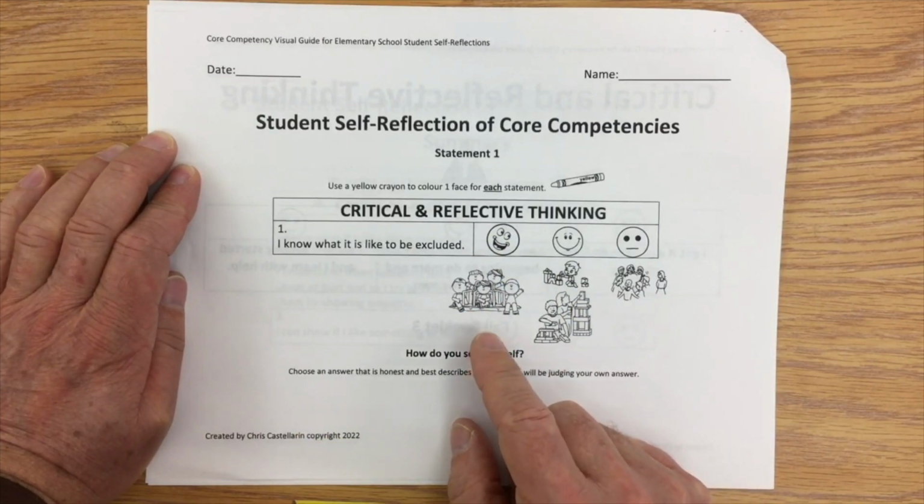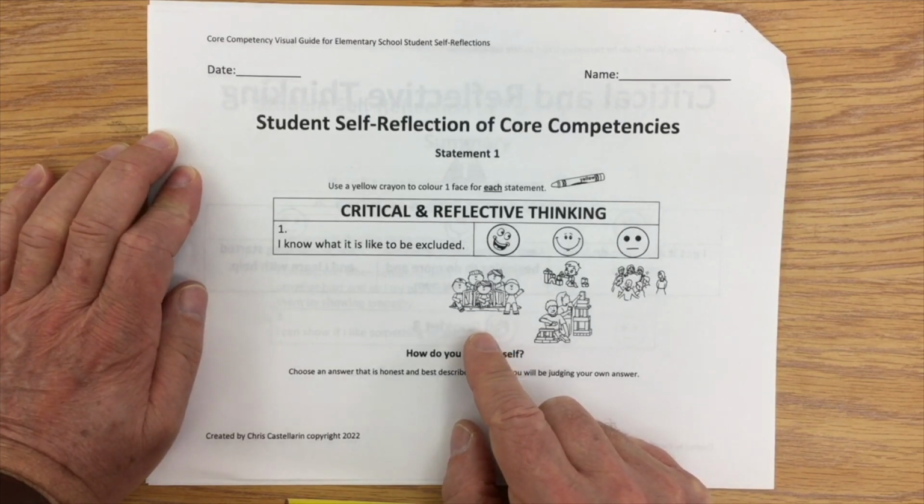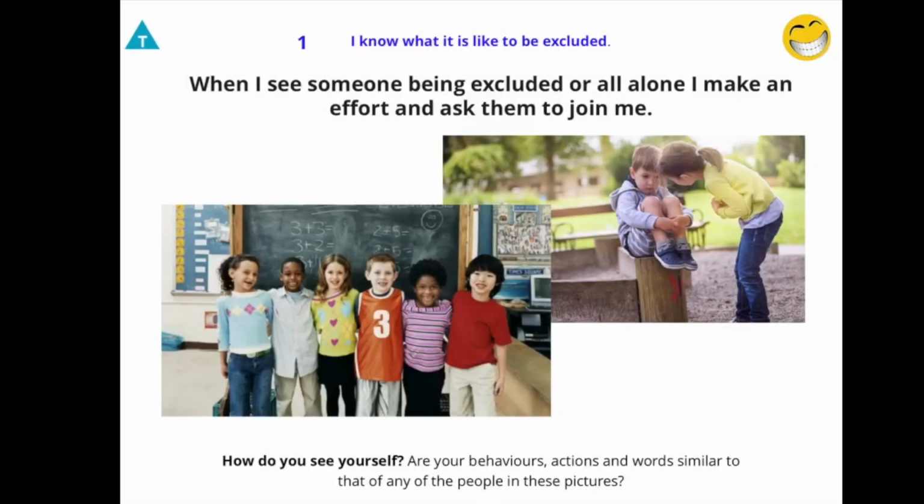If I see a friend who's by herself or himself, I'd go over and ask if they want to play. And if a friend wants to play with me, I never say no, right? I always include people. When I see someone being excluded or all alone, I make an effort and ask them to join me. How do you see yourself? Are your behaviors, actions, and words similar to that of any of the people in these pictures?